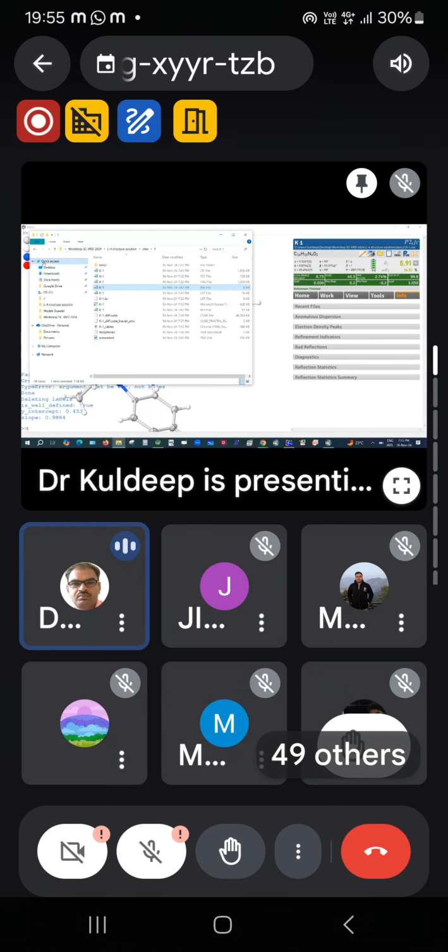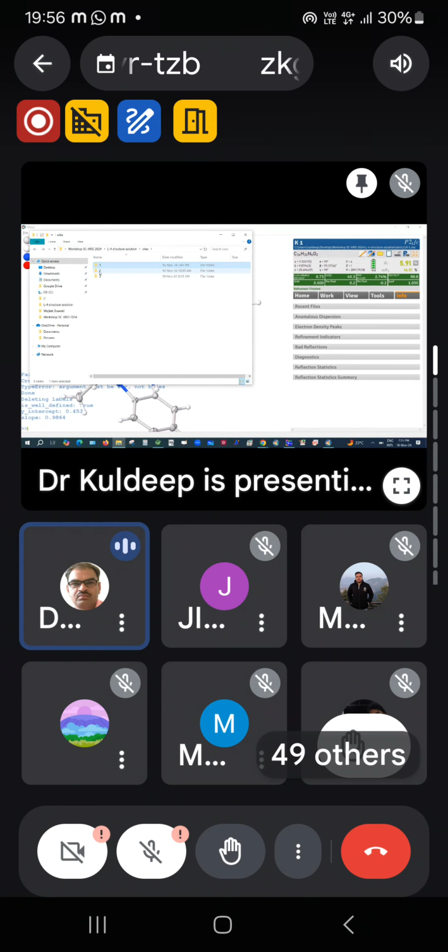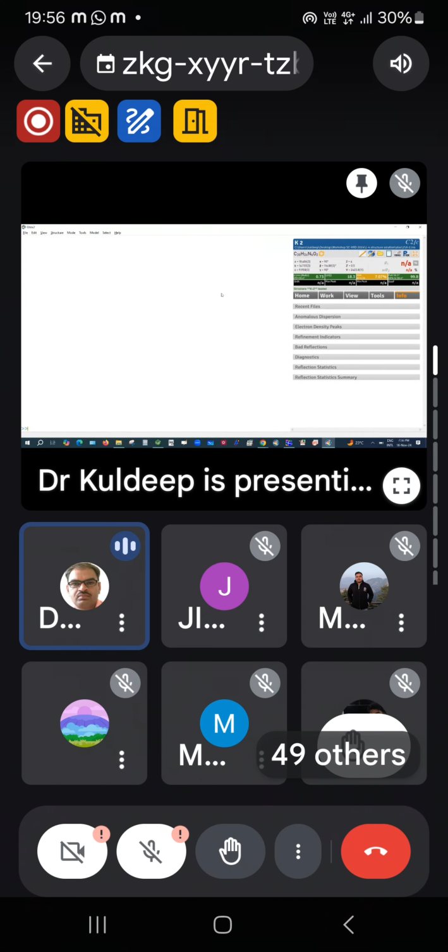Okay, then let's come to the next example, number 2. This is a very similar compound, but with a different space group. I will put this INS file on. Now you can see the I/sigma is 18.3, and Rint is higher. So the data quality is not as good as the previous one, but still let's see.